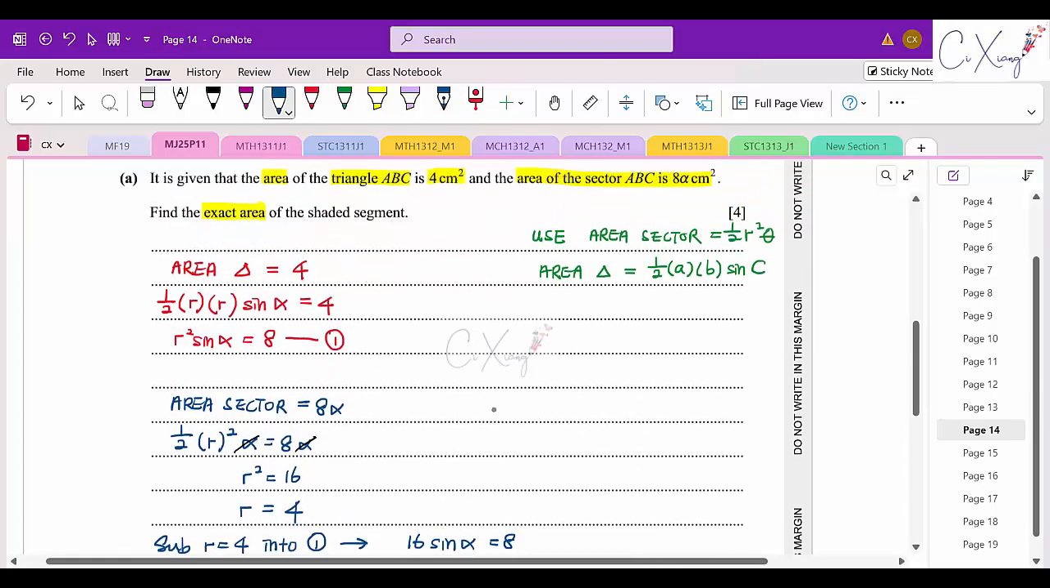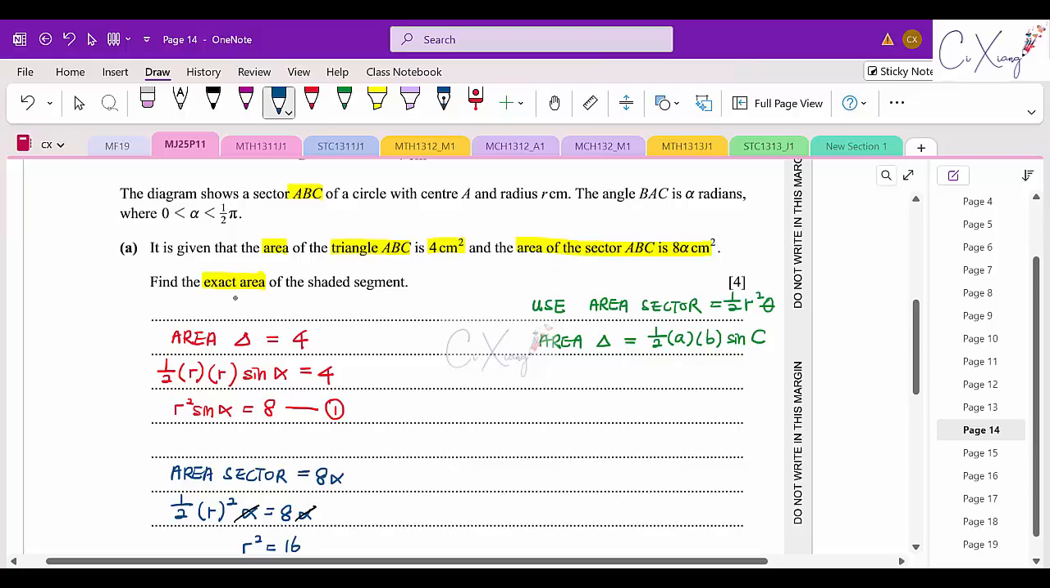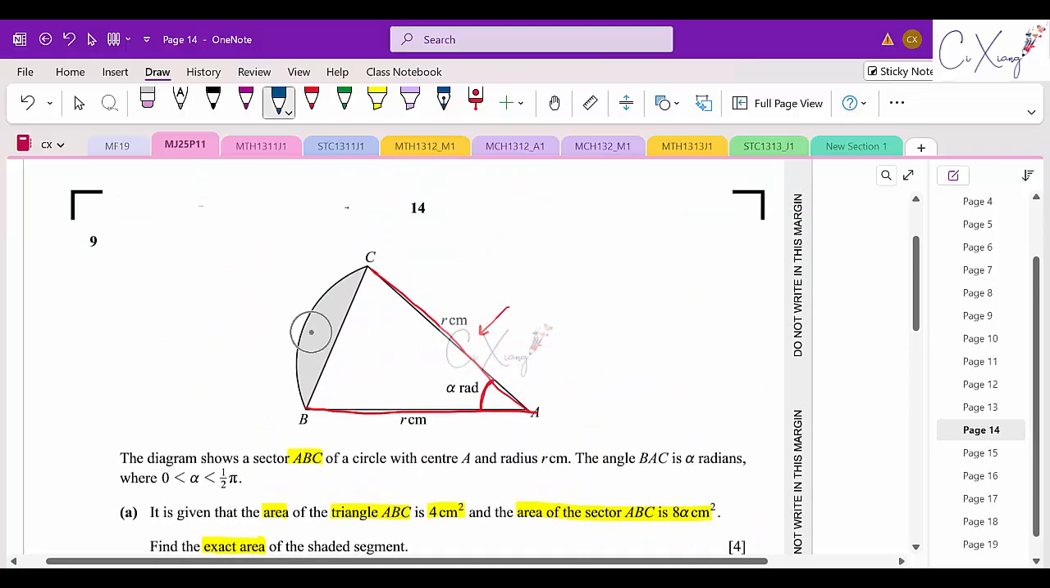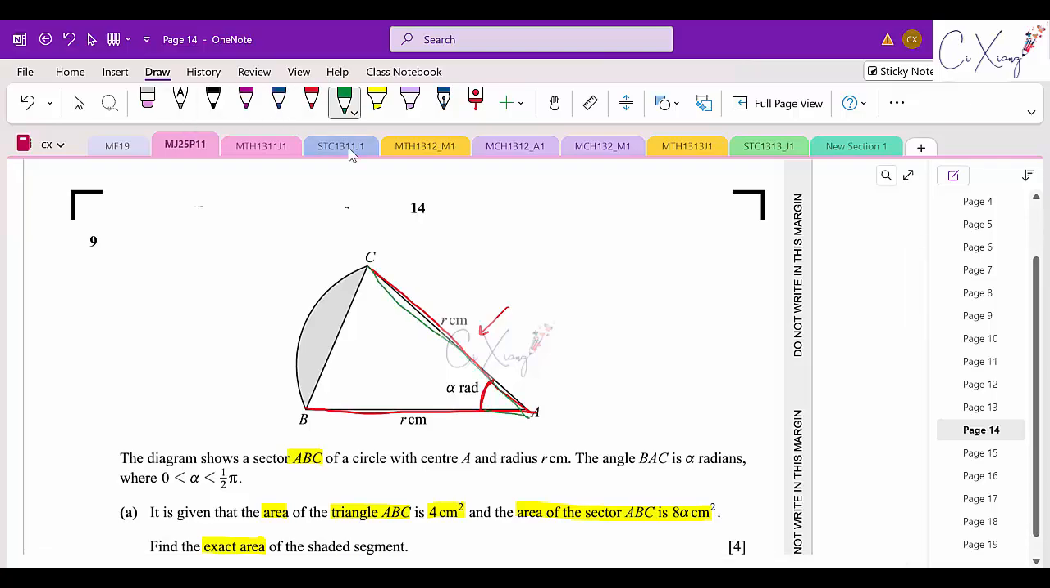So let's see what they want us to find. Find the exact area of the shaded segment. If you have a look at the shaded area here, it is a segment, right? So basically, we are taking the sector minus the triangle. Then you can get the segment.